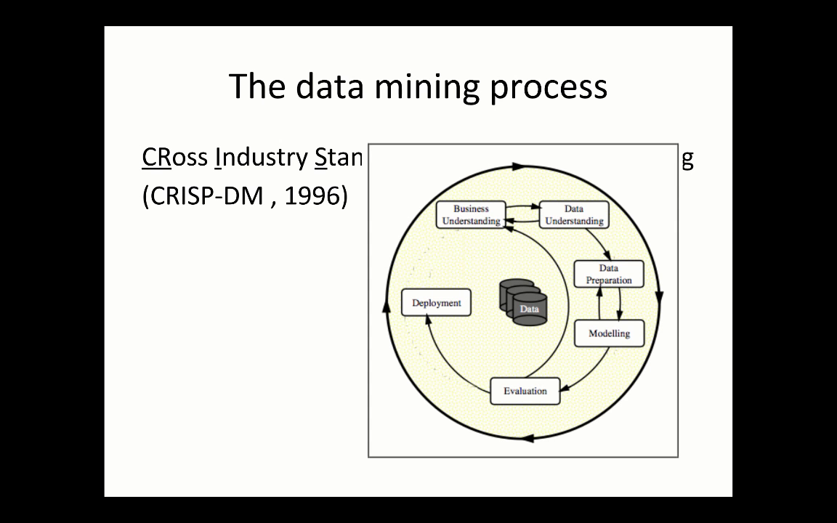The data mining process that is widely accepted is known as CRISP-DM, or Cross-Industry Standard Process for Data Mining. This process includes 6 steps from understanding the business all the way to deploying a model.